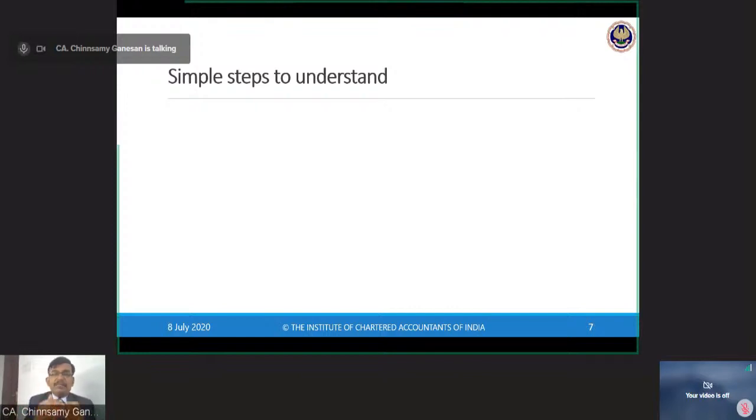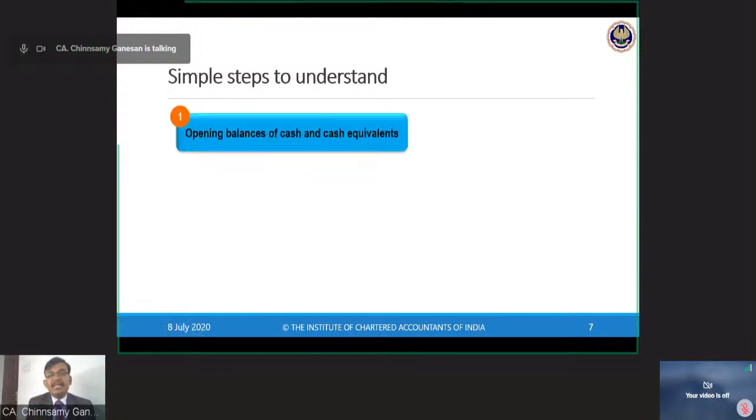Similarly, what we are talking about in Ind AS 7 is that the first step is you have to see the opening balance of cash and cash equivalent, because that is the starting point, right? The opening cash and cash equivalent is nothing but the closing balance of the previous year's audited number. You can take that from the previous year's audited financial statement. We are talking about an Ind AS company, so naturally they will have an audited financial statement, and it comes from the previous year's audited financial statement.